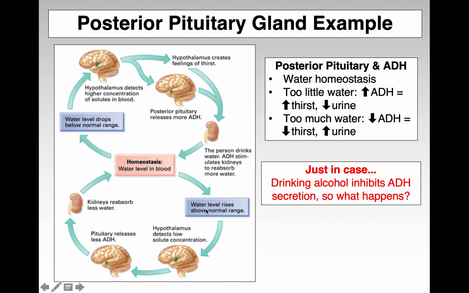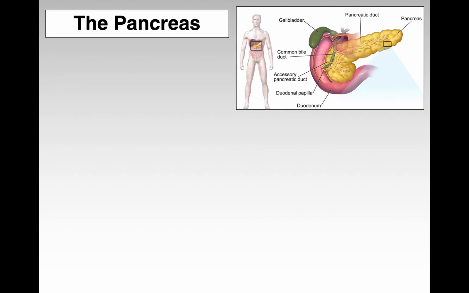If you have too little water, again, hypothalamus detects it through the posterior pituitary, release less ADH or antidiuretic hormone, so that your kidneys will reabsorb less water. And again, alcohol also inhibits ADH. So if you have less ADH, right, then you are going to reabsorb less water and you're going to then increase urine production. So you're going to pee out a lot of your liquids.